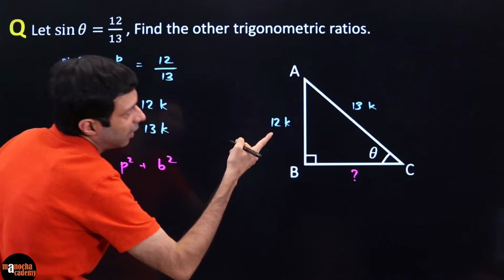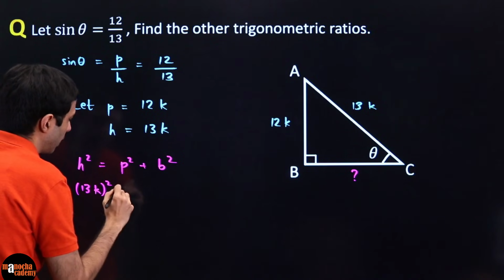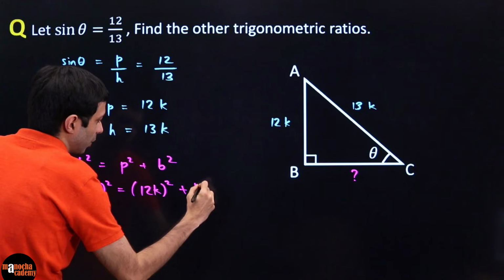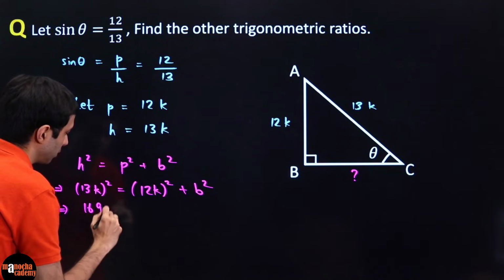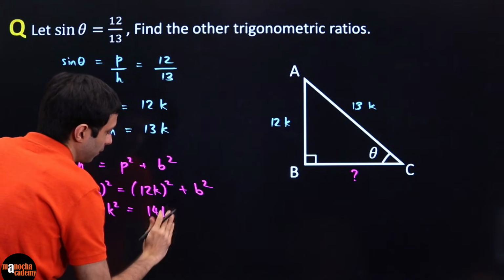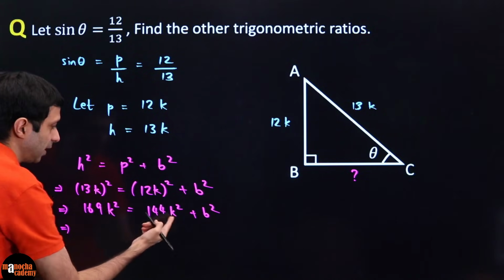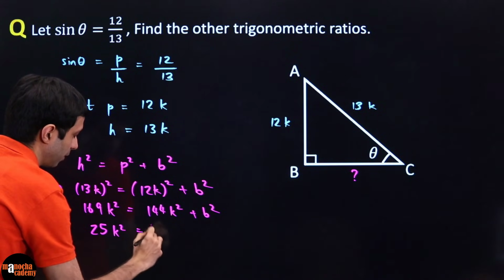Hypotenuse is 13k. So we're going to substitute that. 13k whole square. Perpendicular is 12k whole square plus b square, right? Please check my calculations. So 13k whole square is 169k square, 144k square plus b square. So if you guys subtract this, what do you get? 169 minus 144 will give you 25k square is b square.